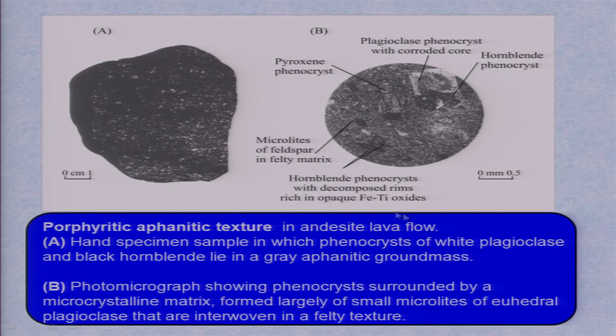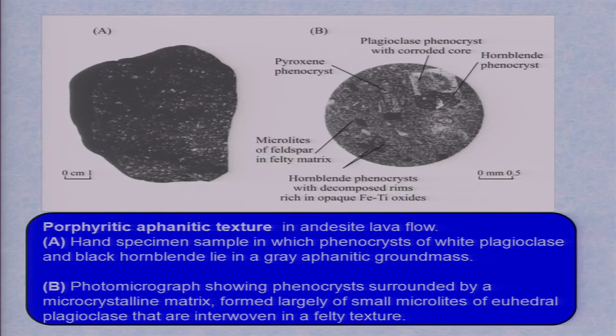Plagioclase that are interwoven in a felty texture. This entire plagioclase is interwoven. As I said earlier also, texture is the interweaving of the grains. The mineral grains are interwoven with each other, and they give rise to a variety of texture which is known as felty texture.